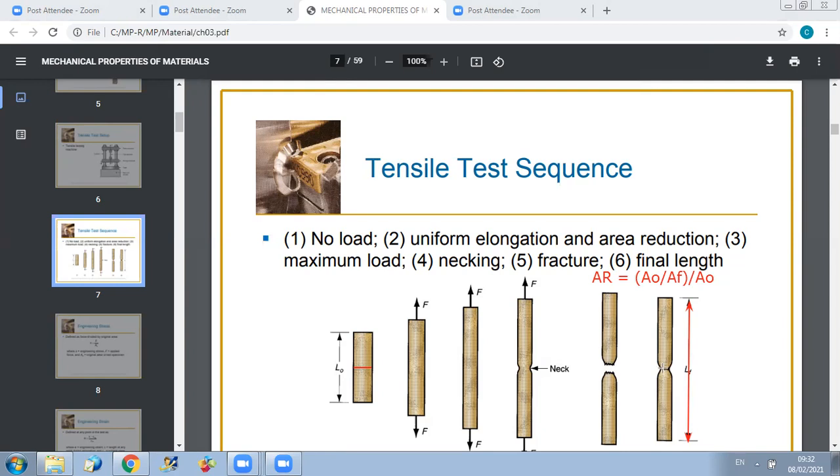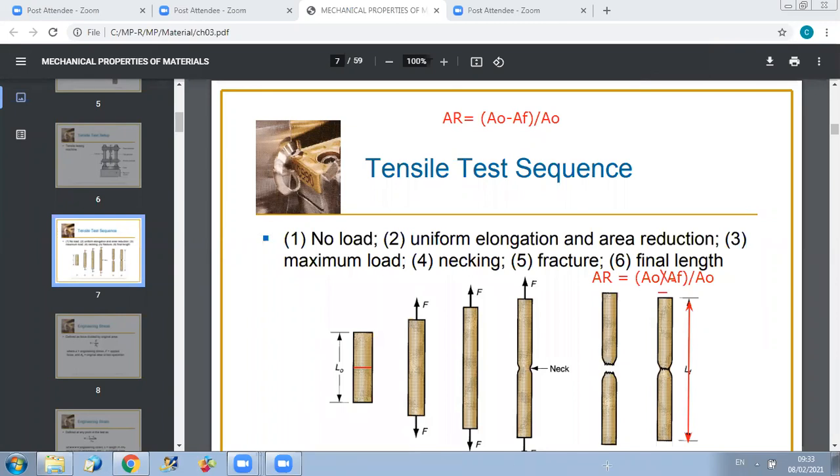Doctor? Yeah? For the area reduction, why did we write A0 over AF and not A0 minus, sorry, it's a typing error. It's minus, yes, of course. Okay, thank you. So let me do it again. The area reduction is equal to A0 minus A final over A0. Of course, it's the difference. Here I had a typing error; put minus here.